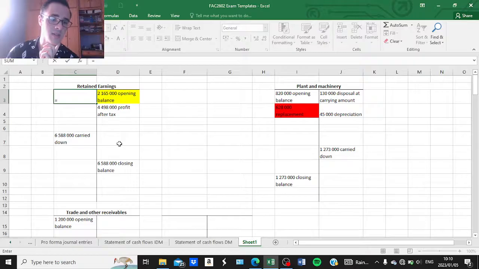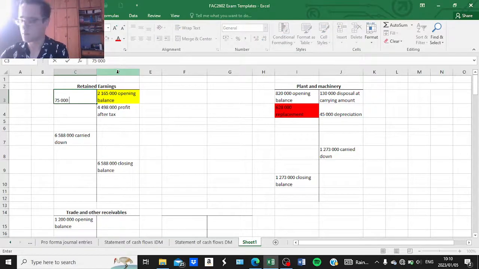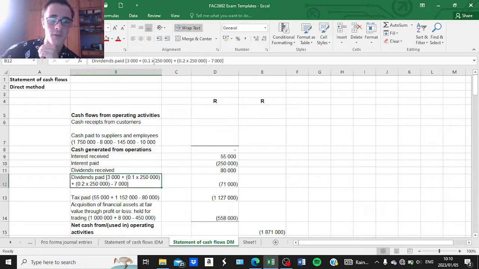And this will be done by taking the sum of the credit section, which is 2,165,000. We will add the profit of 4498, and then we will subtract the closing balance carried down of 6588,000. This will give you the total value of dividends declared. So in other words, if you calculate the value of these two, it should give you 75,000.